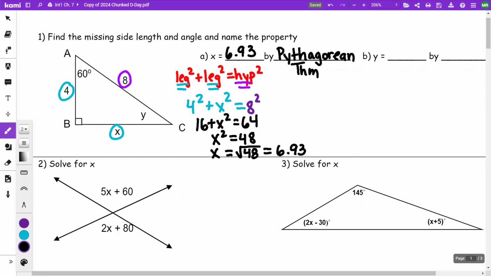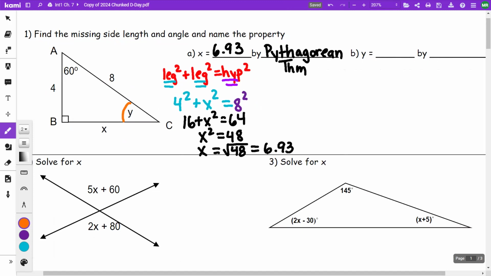Now, the next thing we need to find is our y. My y is right here. It is an angle. Now we know that the angles in a triangle add up to 180 degrees. The square in the corner means that this is 90 degrees. So I have 90 degrees, I also have 60 degrees, and I'm going to try to figure out what y is going to be.